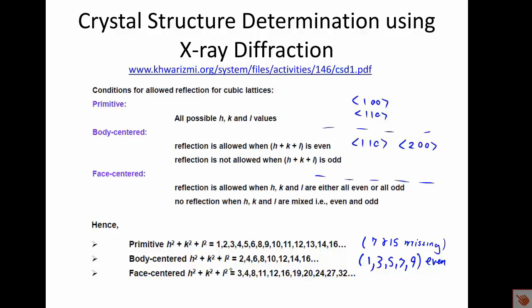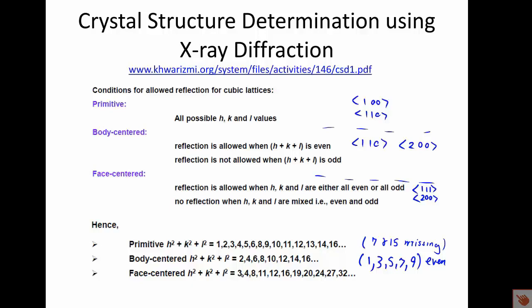Face-centered cubic, reflections are only allowed when H, K and L are either all even or all odd. So let's look at some examples. 1, 1, 1 are all odd. 2, 0, 0, all even. And we could continue like this. And if we do that, we get this sequence of possible values of H squared plus K squared plus L squared.